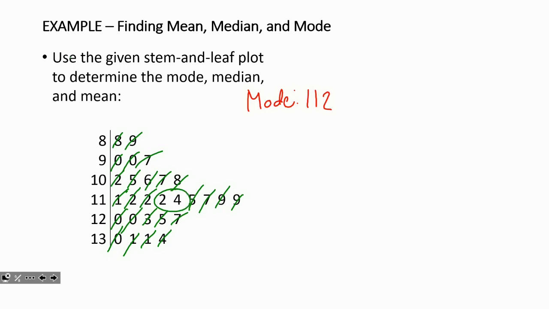Then we see that we have 2 data values in the middle. So for the median, we have 112 and 114, and we take the average of those 2, and we get 113.